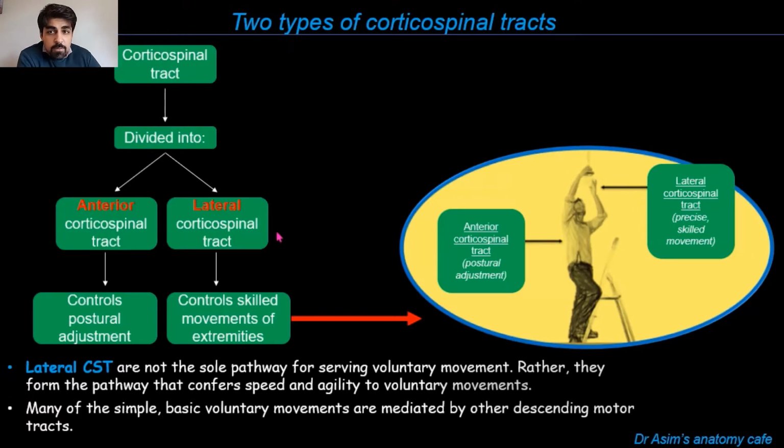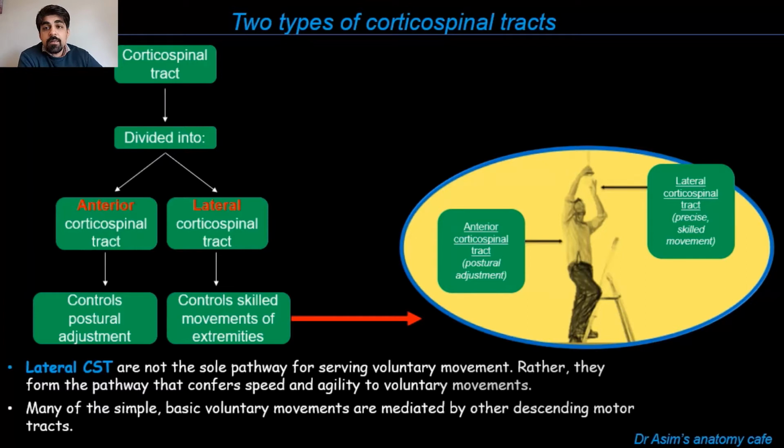Now, the lateral corticospinal tract is not the only sole pathway for serving the voluntary movement. Rather, they form the pathway which confers speed and agility to the voluntary movement, and that is one aspect of the motor voluntary activities. Many of the simple basic voluntary movements are mediated by some other descending motor pathways as well, and we shall discuss them in detail sometime later in some subsequent videos. For now, let's talk about the corticospinal tract in detail.